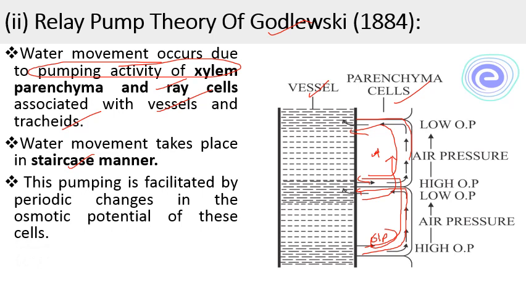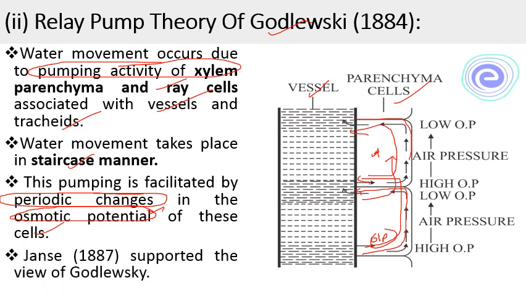So this pumping is facilitated by periodic changes in the osmotic potential of these cells. So jo osmotic potential hai cells mein jo variation aati hai, difference aata hai, that difference is responsible for this upward movement of water. And this theory was supported by Jans, and he supported this view of Gordlevski.